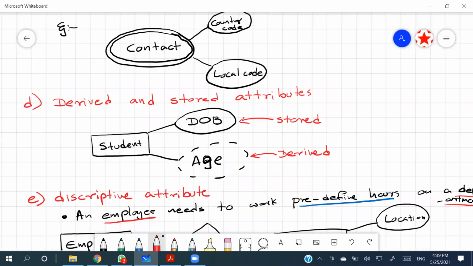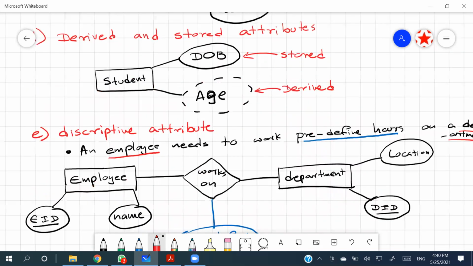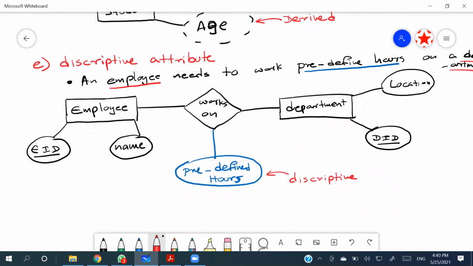And then we talk about the derived and stored attributes, right? A derived attribute is the one which is derived using the stored attributes. We can take date of birth as the stored attribute, and using that we can derive the age of a particular student. Those are considered the stored and derived attributes. And then we talk about the special attribute called the descriptive attribute, where we assign the attributes on a relationship, right?